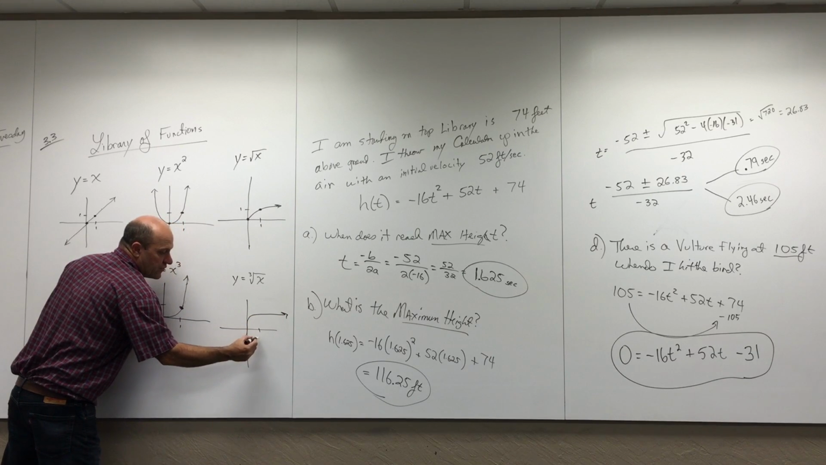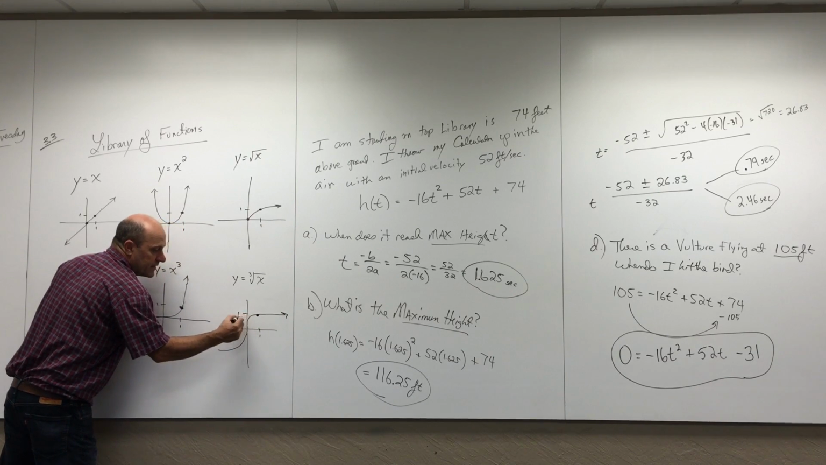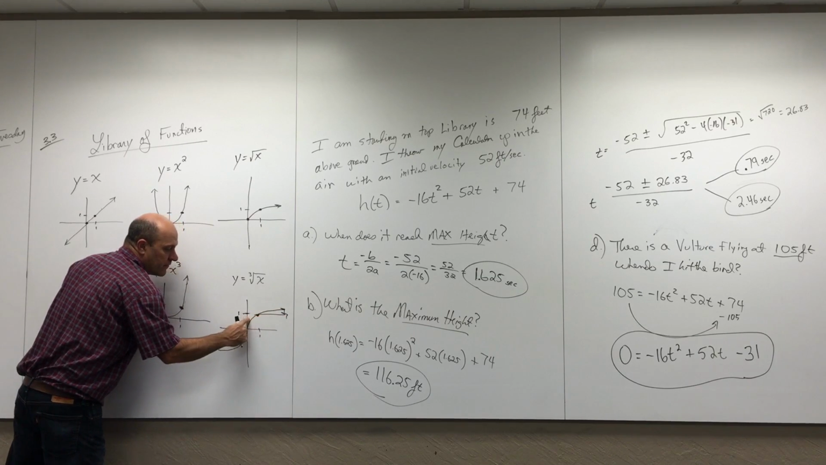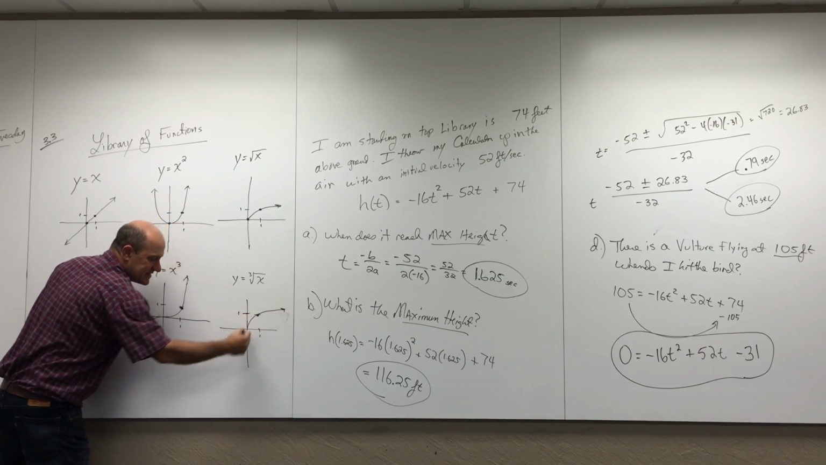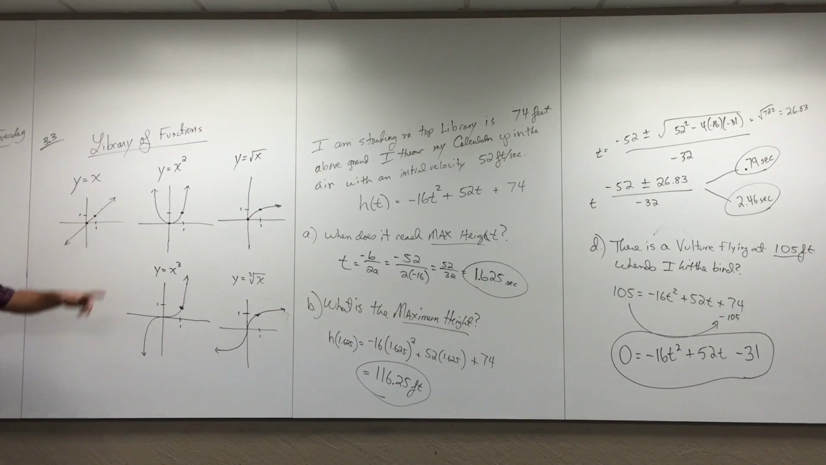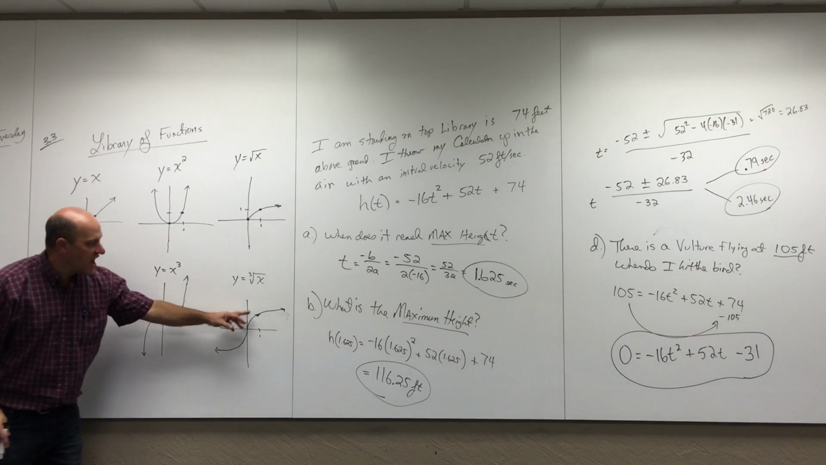And by the way, it goes through the point 1, 1. My picture's getting a little off there, but it is. Looks a little better. It's got this sideways S curve thing. The cube root of x. It's got this different concavity.